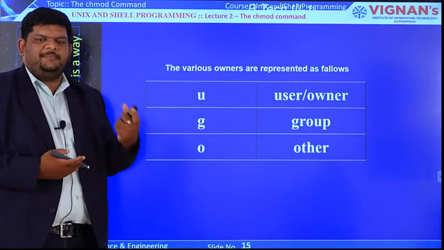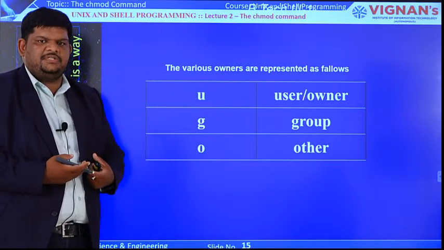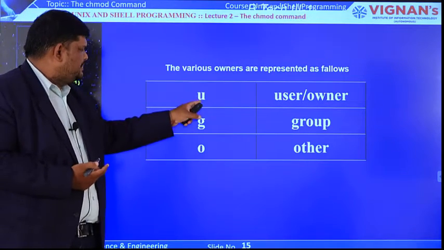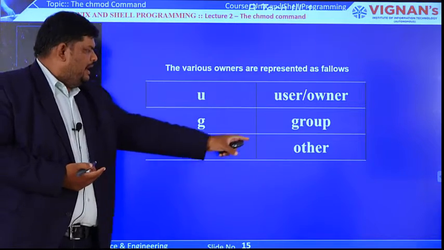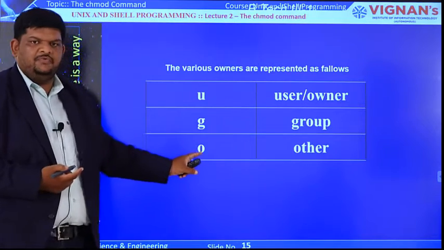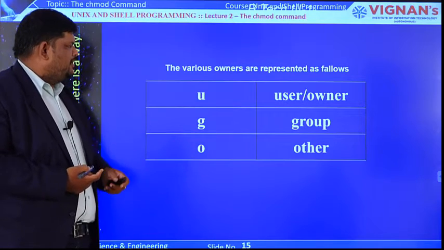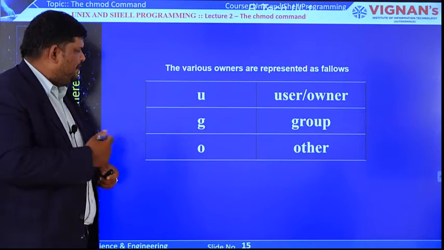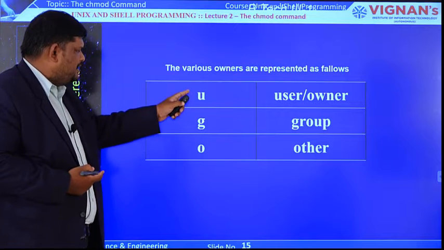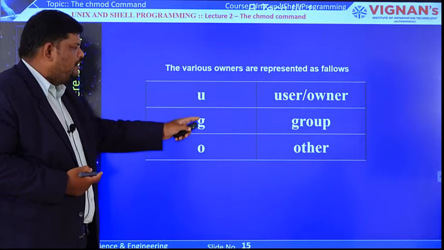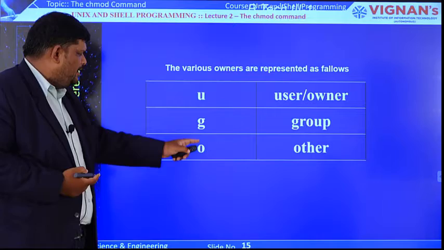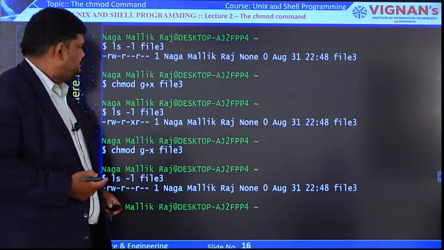If you want to apply or change the permissions for user, we use the symbol small u. For others, small letter o. So u, g, o: user, group, others. Now let us see how we are going to apply the operators on user, small letter u, on group, small letter g, on others, small letter o.